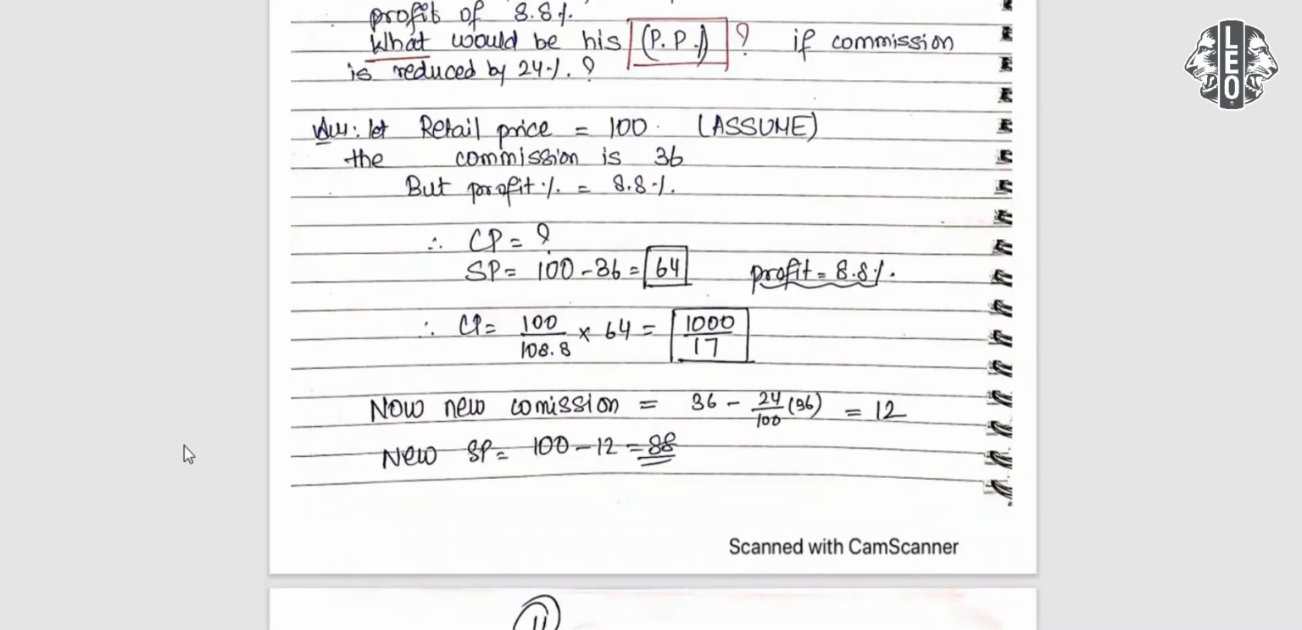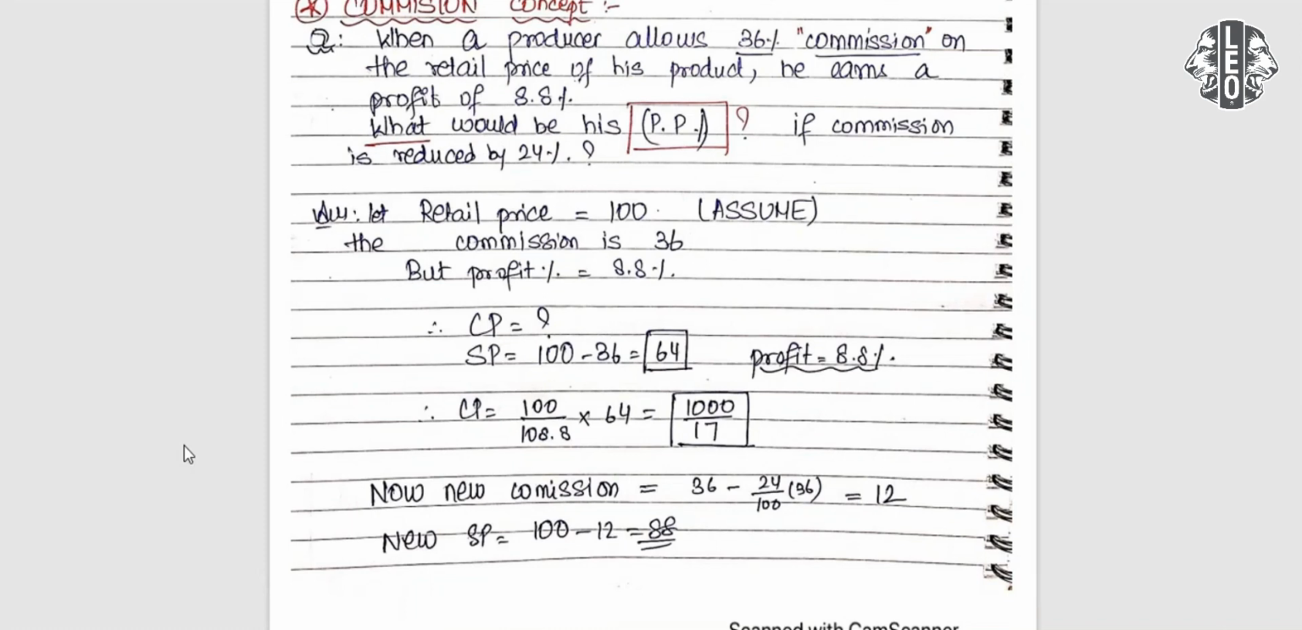Now you want to find the cost price. In order to calculate the entire thing, you want to calculate the cost price. They have given the retail price as 100. Now 36% commission is gone. What is the selling price? Selling price is 100 minus 36, that is 64. So selling price is 64 only.